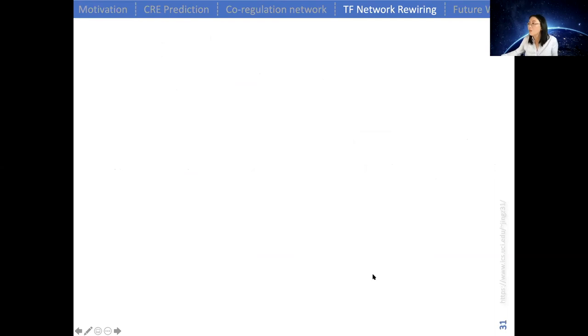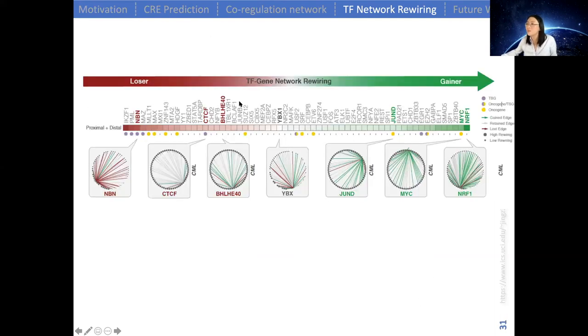in our experiment. So what we did is, this is one of my favorite figures in all my publications. I call it the Christmas figure. We divide the transcription factors according to their network changes in leukemia into two groups. On the very right is the gainer group, transcription factors that gained quite a lot of activity. On the left side are the transcription factors that lost quite a lot of activity, and we try to annotate them.